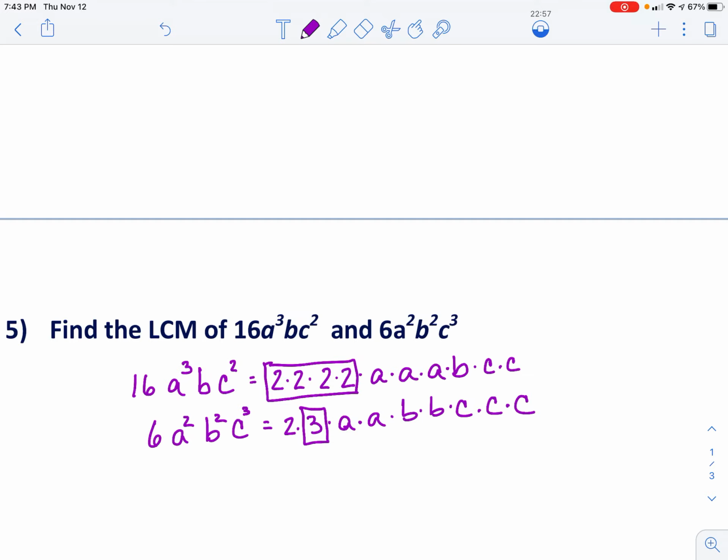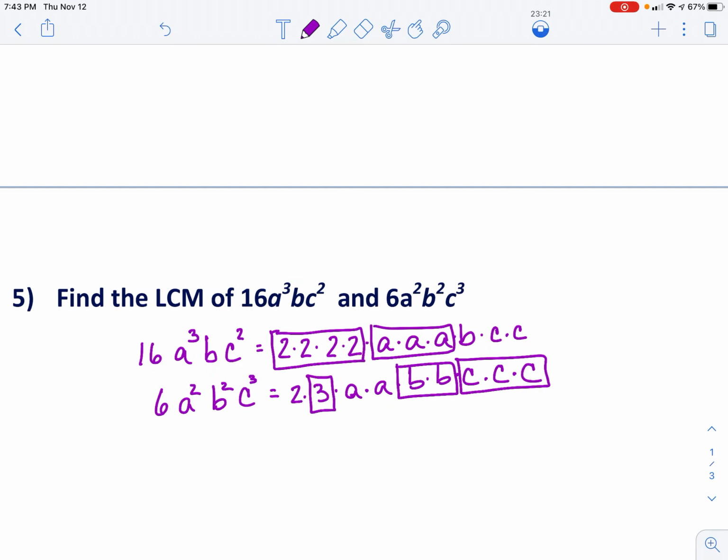Let's look at our variable a. Where does a occur the most? It looks like in the first one it's occurring 3 times, and in the second one it's occurring only twice. So we want to box in those 3 a's. How about b's? Who has the most occurring b's? Well, it looks like the second term does. And how about c's? Looks like the most occurring c's are here. Okay, so if I pull all those out and do my multiplication, I will know the least common multiple here. So let's go ahead and pull those out.